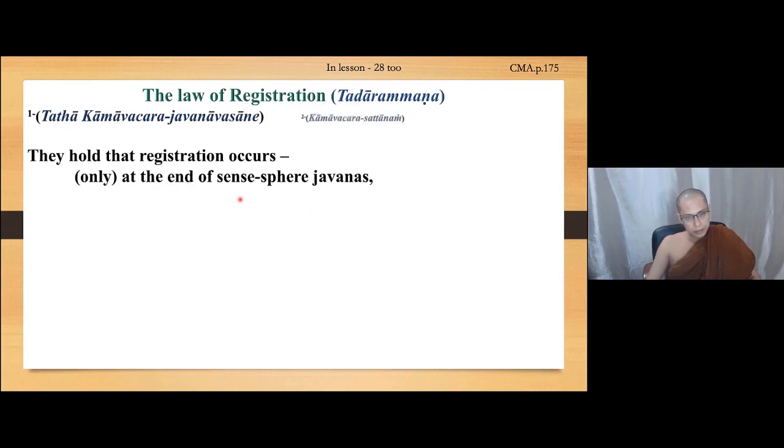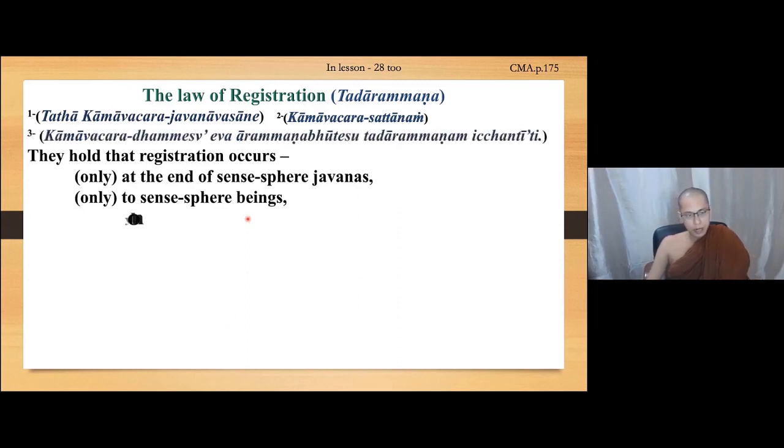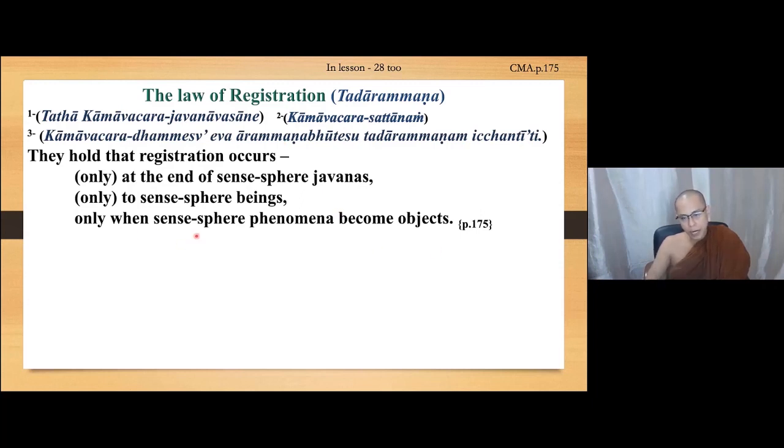And the text says Kamavachara Sattanam. Satta is being, so only sense-sphere beings. And the third rule is Kamavachara Dhamme Sveva Arammana Bhutesu Tadarammana Icchanti. Arammana is object. So only when sense-sphere phenomena become the object does registration occur. This is what the Abhidhammattha Sangaha explains.